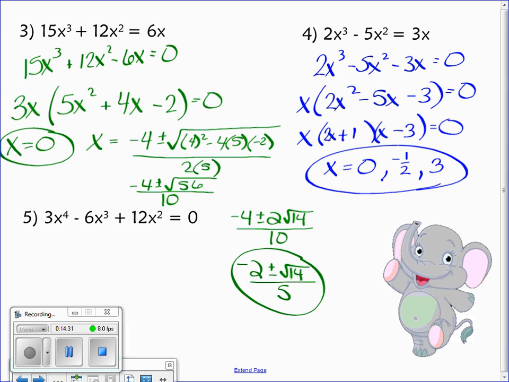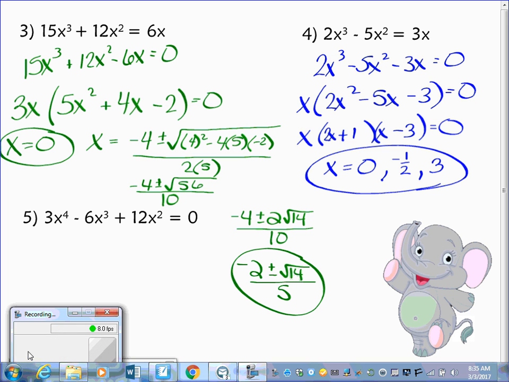So what's faster, quadratic formula or factoring? Way faster. But you wouldn't have said that maybe a month ago. Number 5? Think you can try it on your own? All right, number 5 on your own.